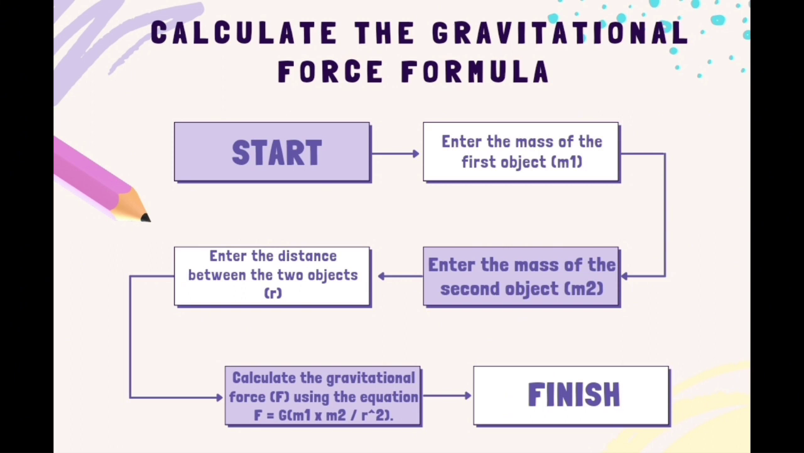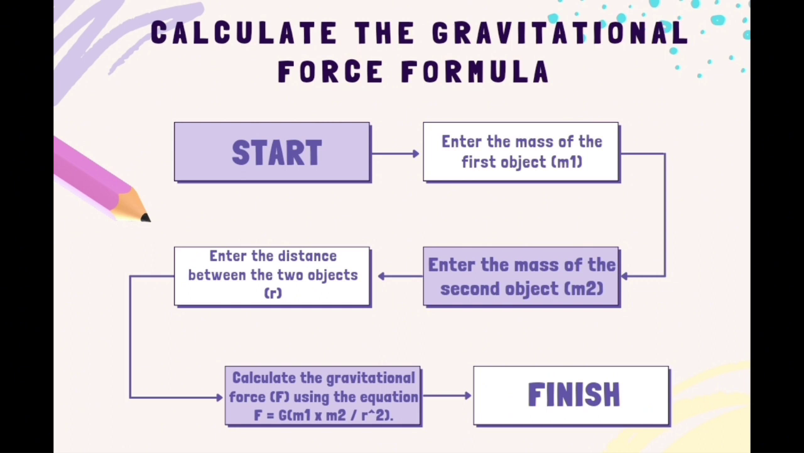After that, the third step is to enter the distance between the two objects, or R. This distance will affect how strong the gravitational force is between the two objects. After all inputs are entered, the flowchart will proceed to the next step, namely calculating the gravitational force using the formula F = G × M1 × M2 divided by R to the power 2.